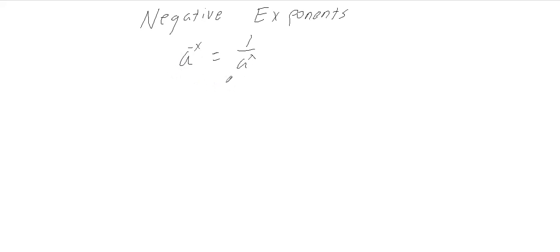So this is the pretty easy to remember rule right here, where if you have a negative exponent, then your term becomes 1 over that whole thing, except the exponent is no longer negative.